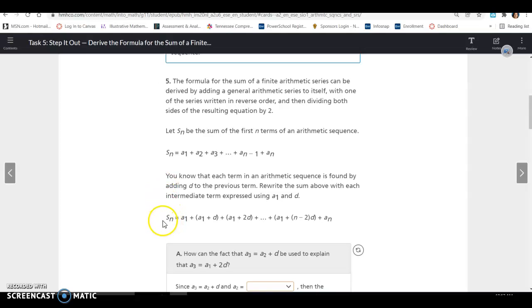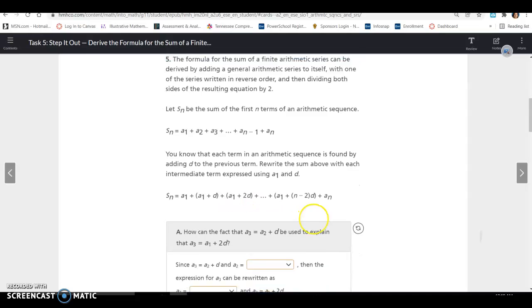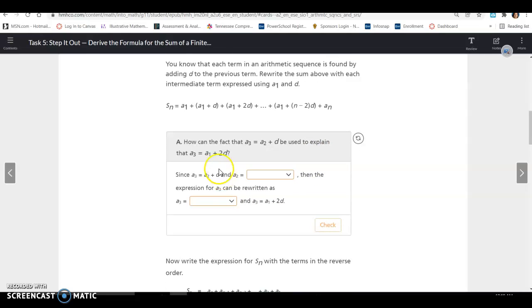All right, so S of n equals a sub 1 plus a sub 1 plus d. So this would represent your second term. All you had to do was add your common difference to the first term to get your second term. And then you're going to add 2d, add your common difference twice to get to the third term, etc. All right, so it says, how can the fact that a sub 3 equals a sub 2 plus d be used to explain that a sub 3 equals a sub 1 plus 2d.